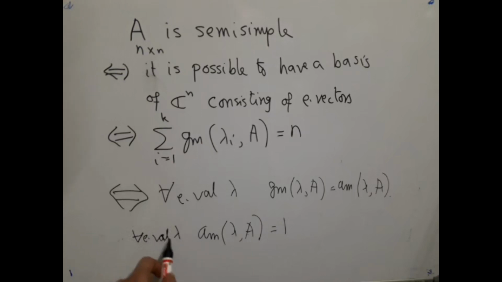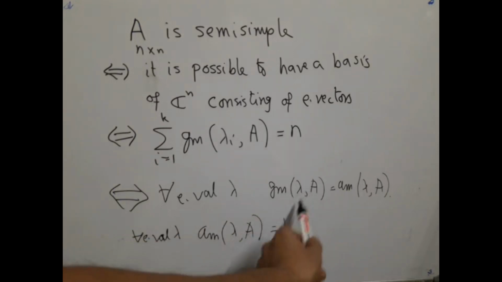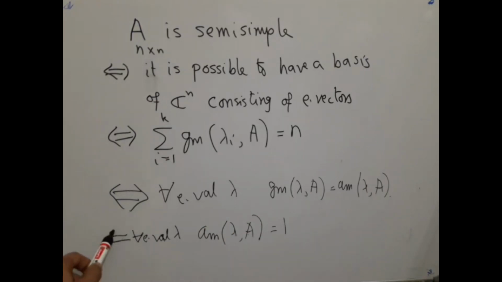Then you can immediately say that the geometric multiplicity, which is less than or equal to the algebraic multiplicity, and geometric multiplicity can never be 0, so geometric multiplicity must be equal to algebraic multiplicity. So this implies that it must be semisimple. So these things are a necessary and sufficient condition, but this is only a sufficient condition.